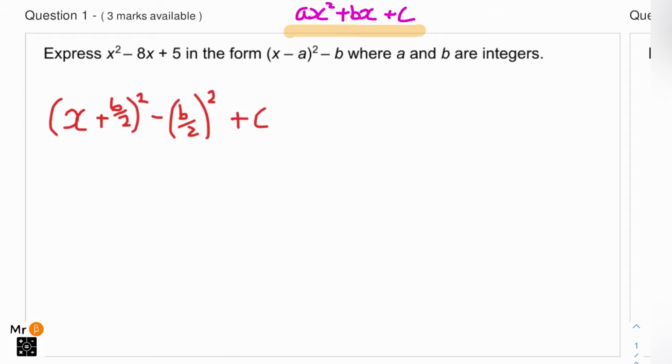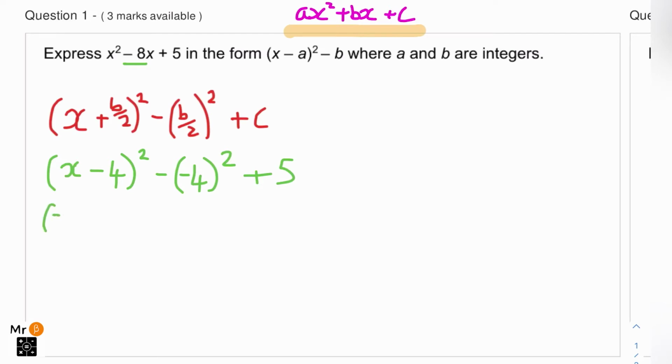So you can see here that we would have to do x plus b divided by 2. Well, b is the number in front of the x, so it would be negative 8 divided by 2, which in this case would be negative 4 squared, minus that number squared, plus c, well that's the number at the end, which is our 5.